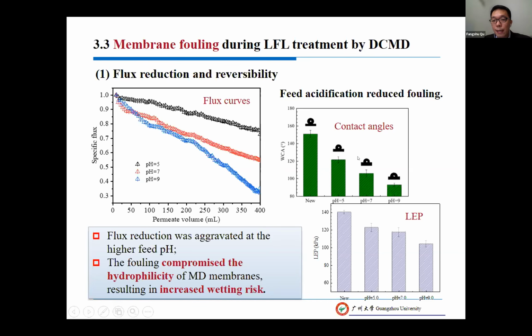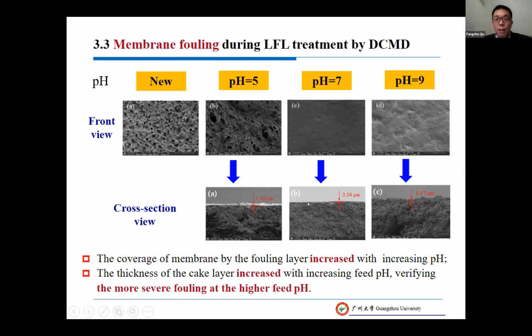Moreover, the contact angle and the LEP were also measured. From these figures, we can find that the contact angle and LEP both decrease with the increasing pH. We can infer from this result that the membrane fouling is going to compromise the hydrophobicity of the membrane and increase the risk of wetting. To get insight into the fouling, the fouled membrane was characterized by the SEM and the FTIR.